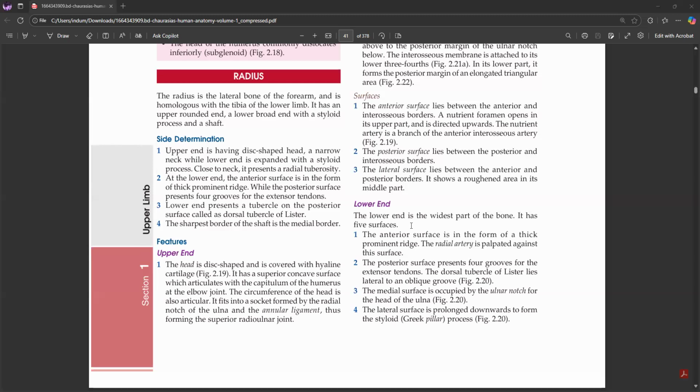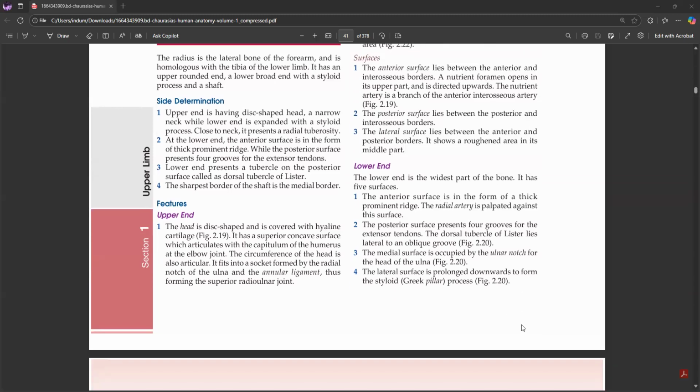Lower end. The lower end is the widest part of the bone. It has 5 surfaces. Number 1. The anterior surface is in the form of a thick, prominent ridge. The radial artery is palpated against this surface. Number 2. The posterior surface presents 4 grooves for the extensor tendons. The dorsal tubercle of Lister lies lateral to an oblique groove, figure 2.20.